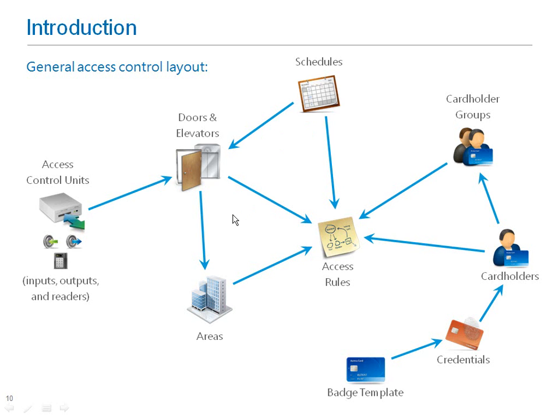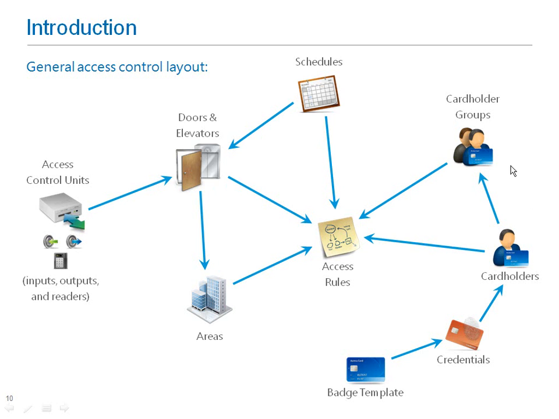And the where are the entities that are protected by the access rule, namely doors, elevators, and areas. Speaking of doors, schedules can also apply to them, to say when the door should be unlocked to everyone. These doors are controlled by the physical access control hardware units, which include readers, inputs, and outputs.